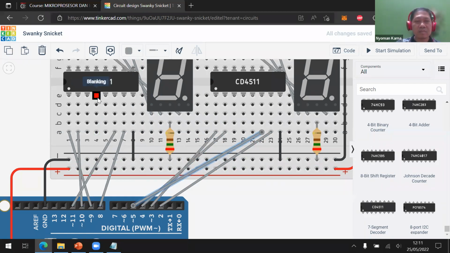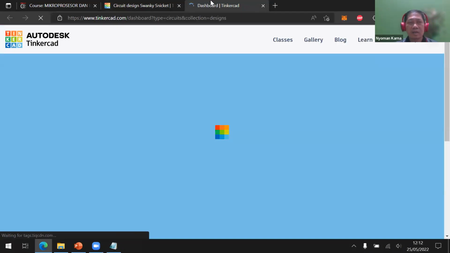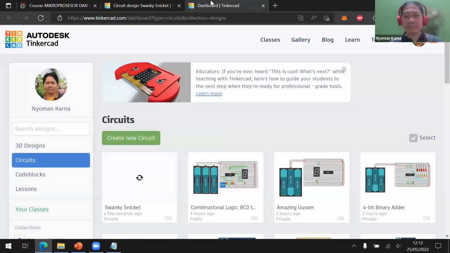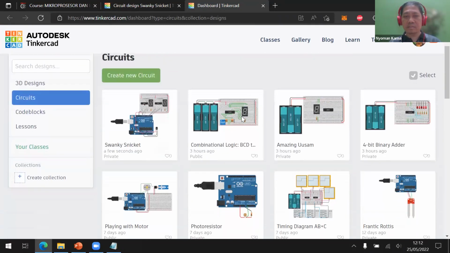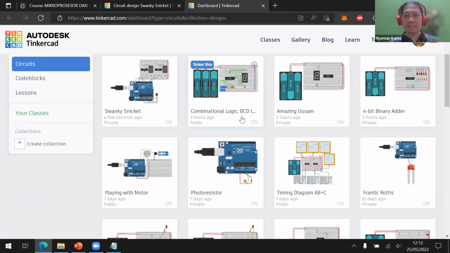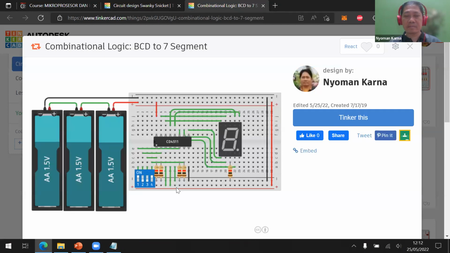Now we need to adjust the lamp test, blanking, and also the latch enable. Okay, I forgot about the setup. Let's open the other circuit. Okay, I think this one. Okay, it's supposed to be 1, 1, and 0. Let's just tinker this one.